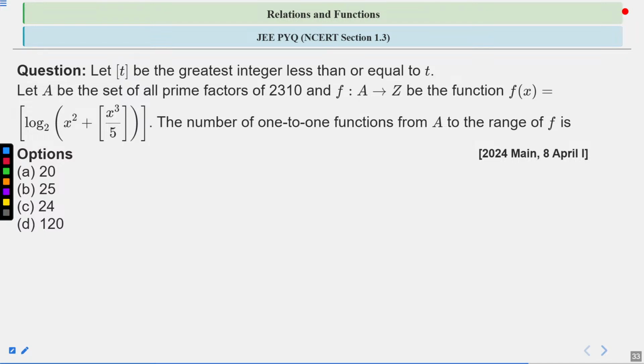The function f(x) is equal to [log 2 x square] plus [x cube upon 5]. Then the number of one to one functions from A to the range of f is. We basically have to find the number of one to one functions from A to the range of f. The options are 20, 25, 24, 120.